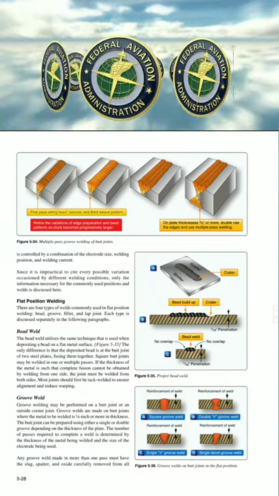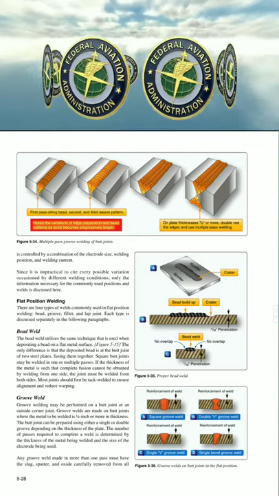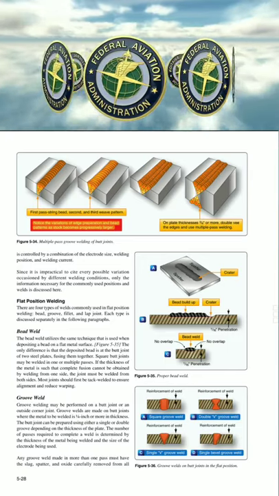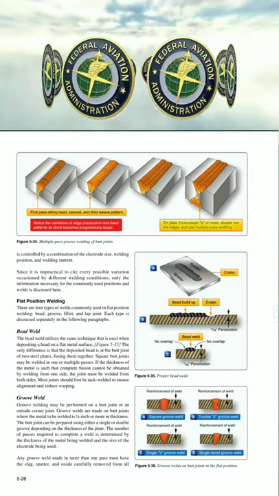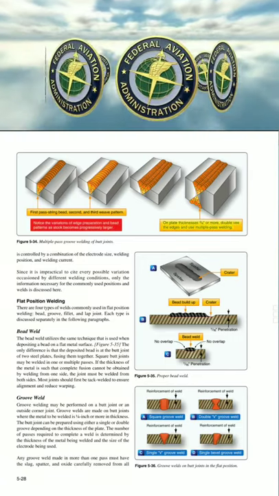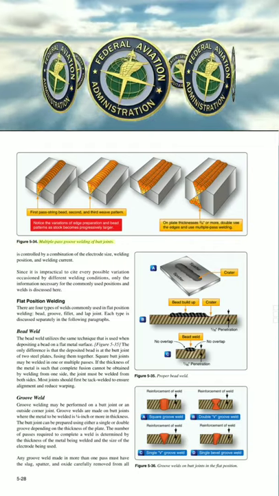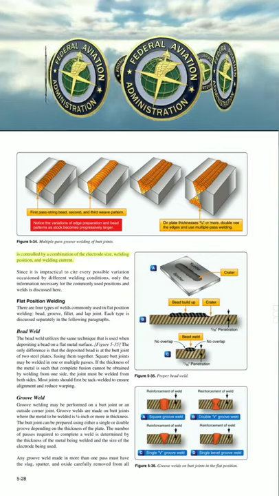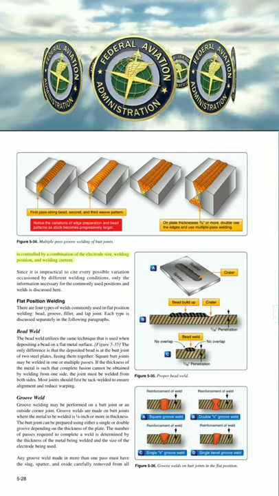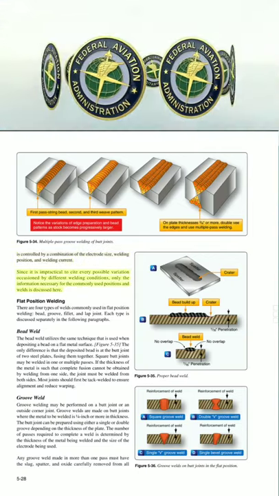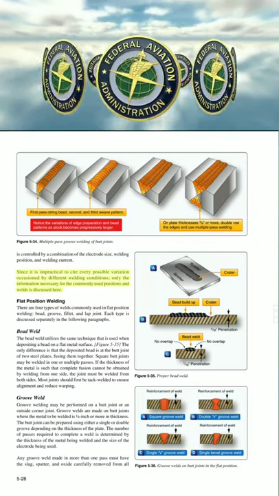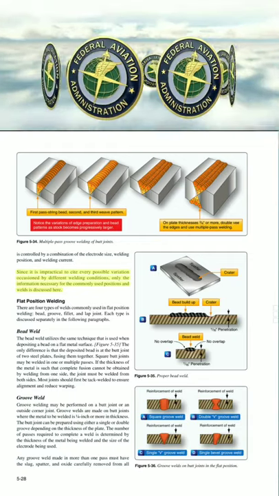First pass string bead, second and third weave pattern. Notice the variations of edge preparation and bead patterns as stock becomes progressively larger. On plate thicknesses 3/4 inch or more, double V the edges and use multiple pass welding. Figure 5-34. Multiple pass groove welding of butt joints is controlled by a combination of the electrode size, welding position, and welding current. Since it is impractical to cite every possible variation occasioned by different welding conditions, only the information necessary for the commonly used positions and welds is discussed here.